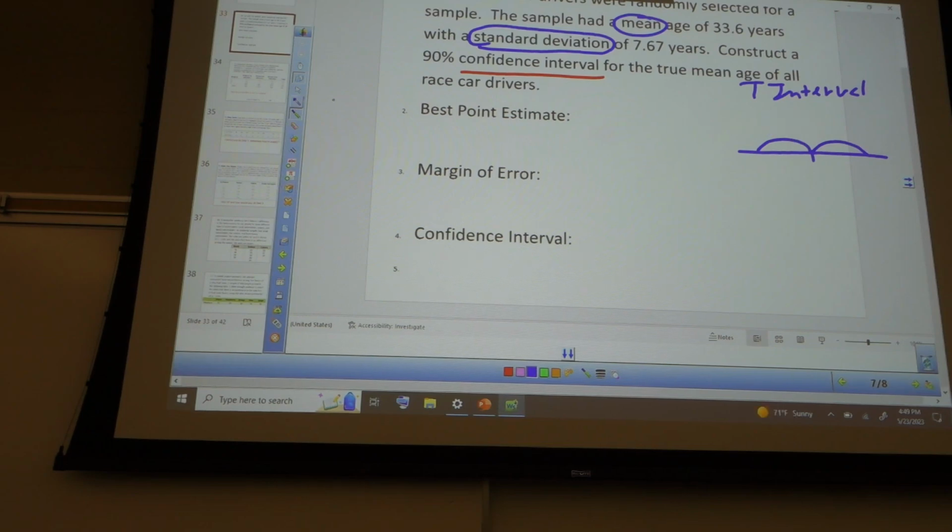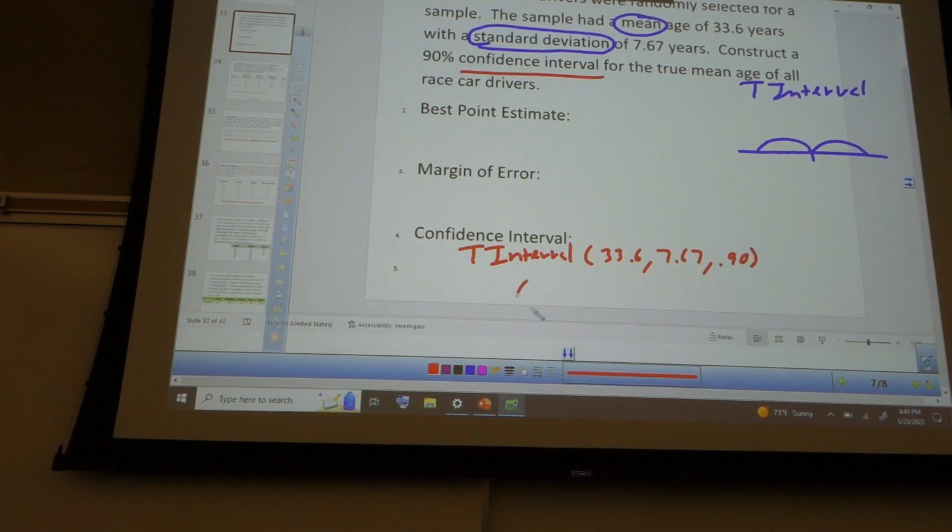Okay, so you all did T interval of your mean 33.6, comma your standard deviation 7.69, comma 0.90, and you got the interval of what to what? 30.11. Okay, I'm going to write 3 sig figs: 30.1, comma, 37.1. So those are the upper and lower limits. Those go here and here.